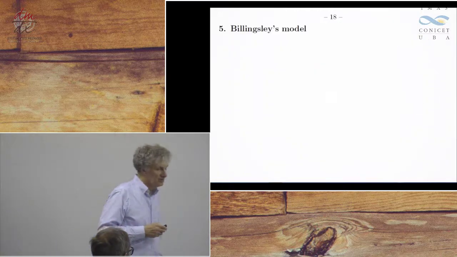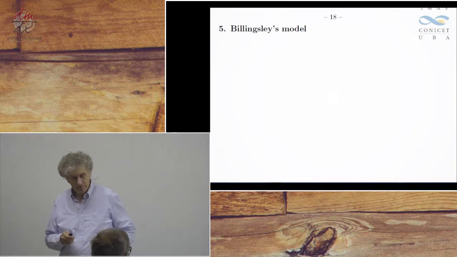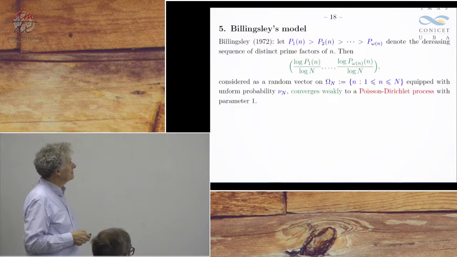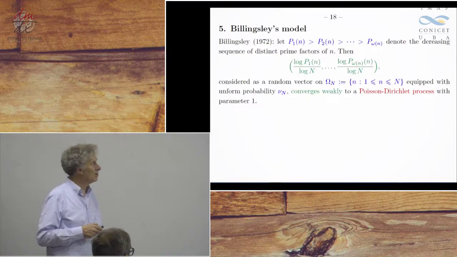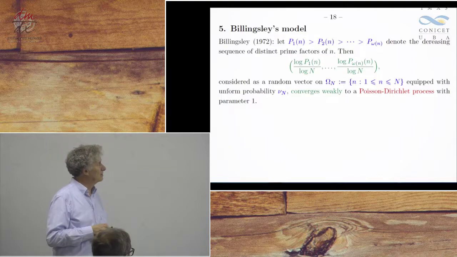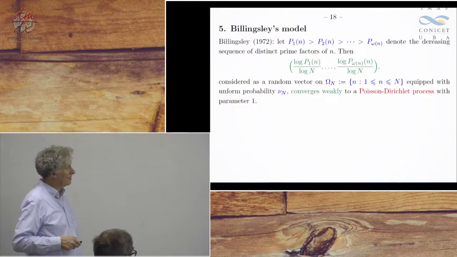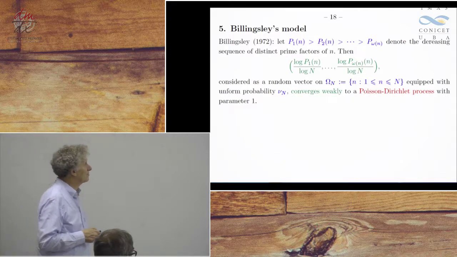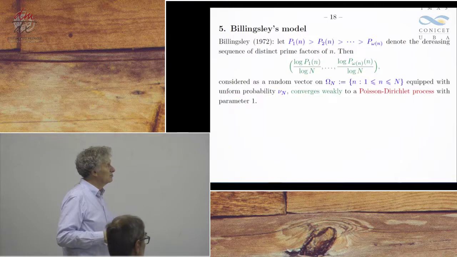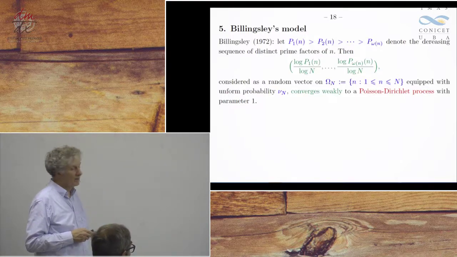Now, Billingsley's model. Billingsley in 1972 devised a model of the large prime factors of an integer. So if you order the prime factors in decreasing order, then this vector, considered as a random vector on Omega n, equipped always with a uniform probability, converges weakly to a Poisson-Dirichlet process with parameter 1.